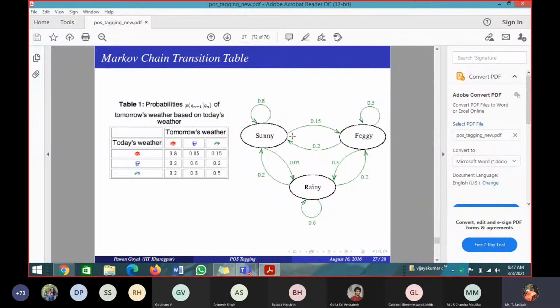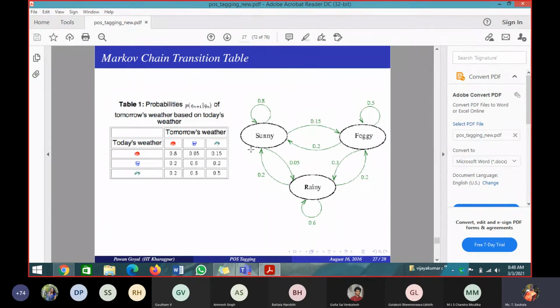After taking this table, draw the state transition diagram. That will carry 2 marks. What is the state transition diagram? It has nodes and edges. Nodes represent the states. What are the states we have in weather? Sunny, rainy, and foggy. So the 3 states are represented by circles, and the edges are represented by arrow lines connecting from one state to another, and above those edges we will write the values which are given in the table. And there is a self-edge loop.